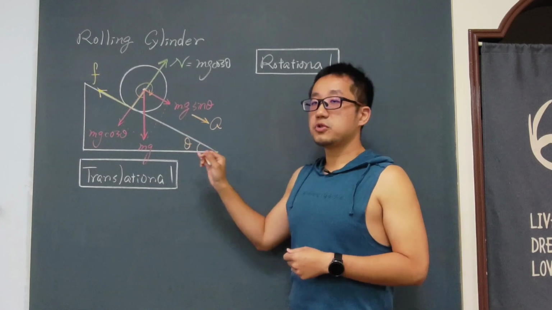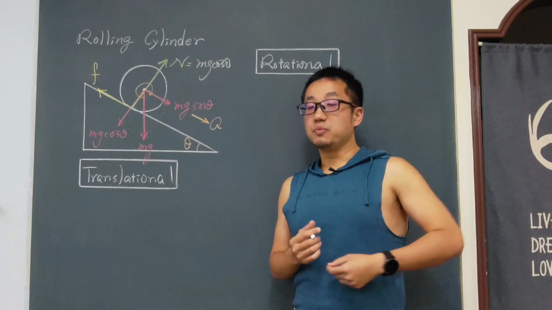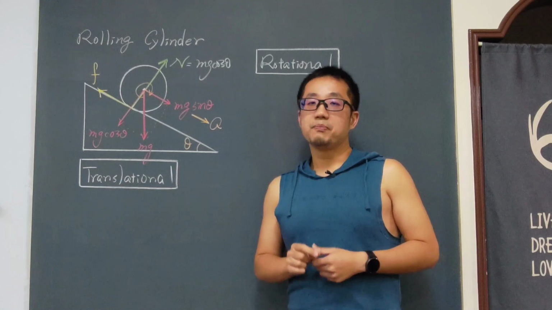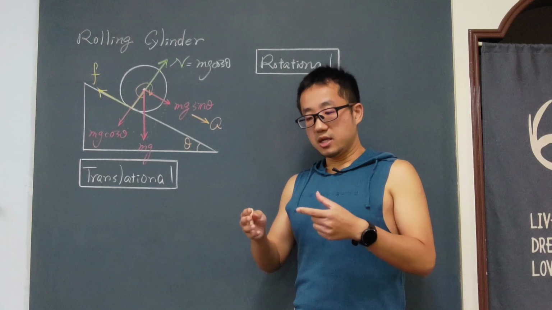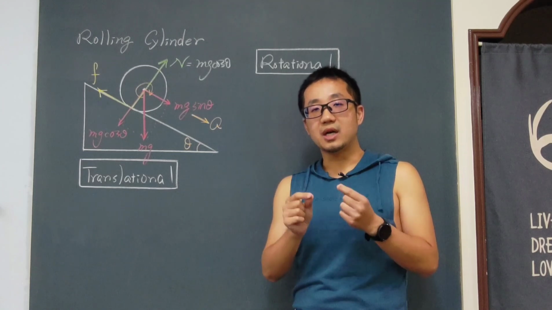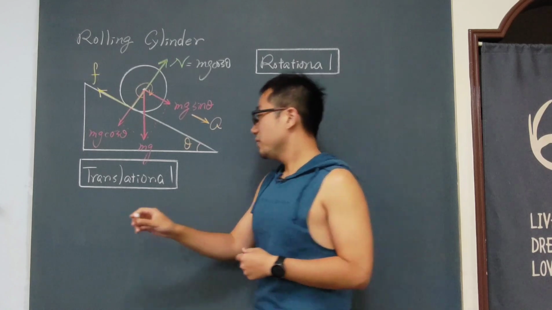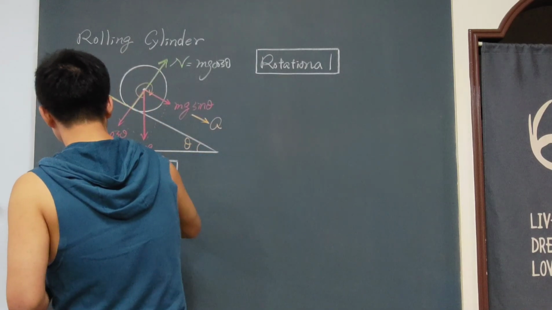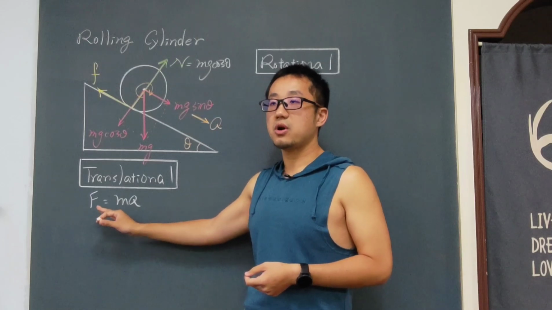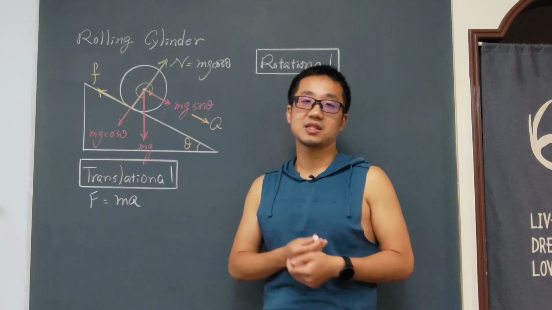So in order to solve these problems, we have an SOP, a standard operating procedure. That is, we need to write down two equations. You will end up with two equations. The first one is, I'm going to apply Newton's second law. That is F equals ma. Newton says the net force acting on your object is equal to the mass times the acceleration.